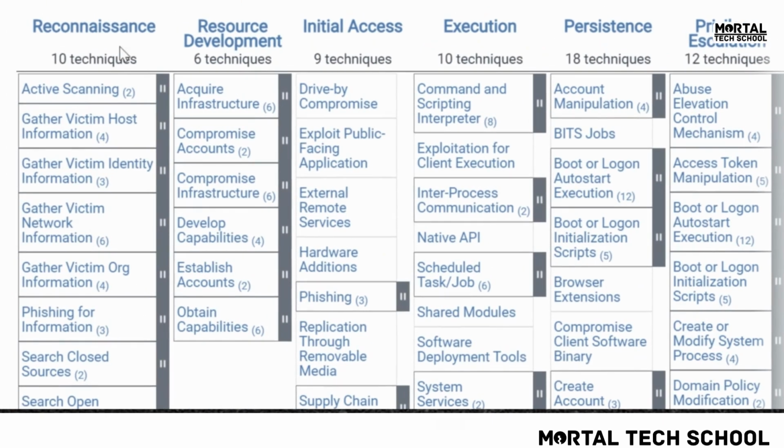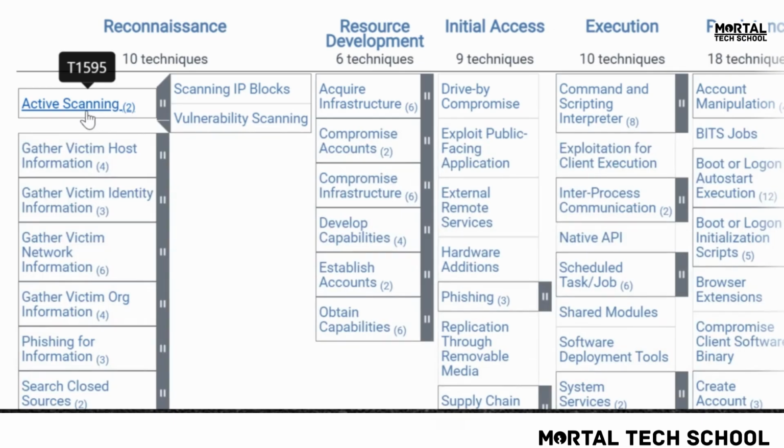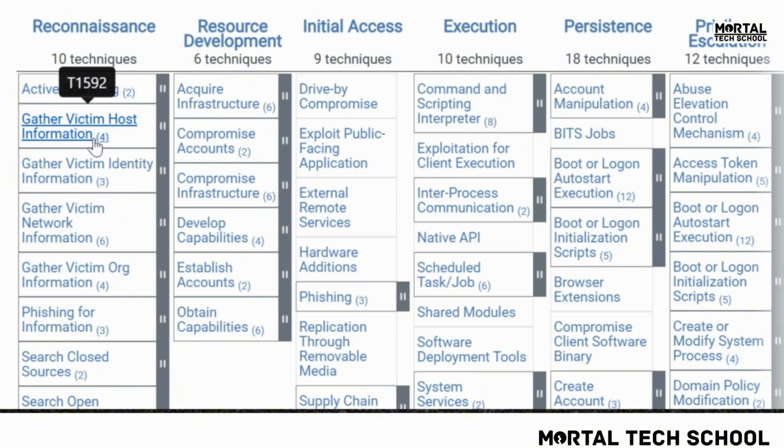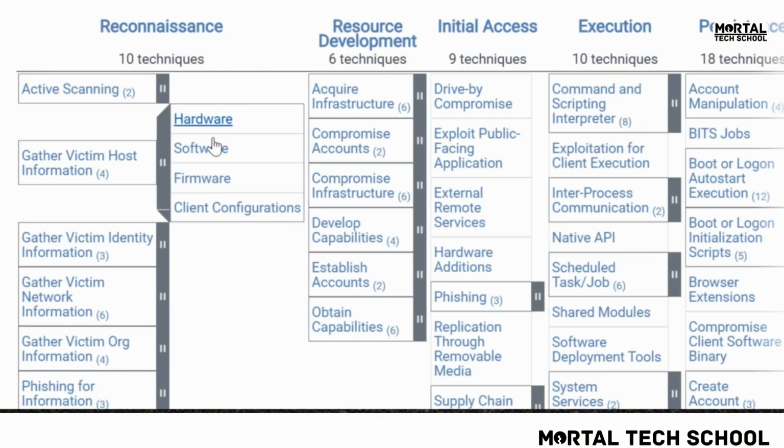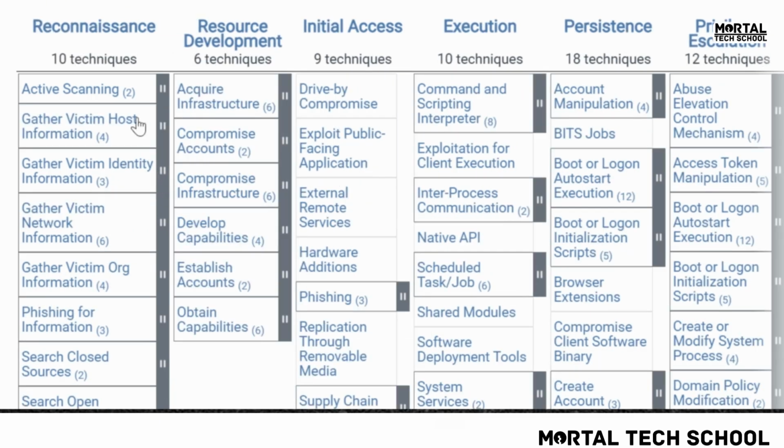So if you go to the main matrices, if you just go to the MITRE website and you click on matrices, you can see all the tactics, or the attacker goals, along the top. And then all the techniques, how those goals are achieved, along the bottom. And if you click the vertical gray bar, you can expand a particular technique. You see there's two here, and see the sub-techniques, right? So active scanning has a sub-technique for scanning IP blocks and vulnerability scanning. Gather victim host information has 4 sub-techniques. Like a little bar, you can see what those sub-techniques are. You can gather host information about the hardware, the software, the firmware, or the client configurations. And this is really important to know.